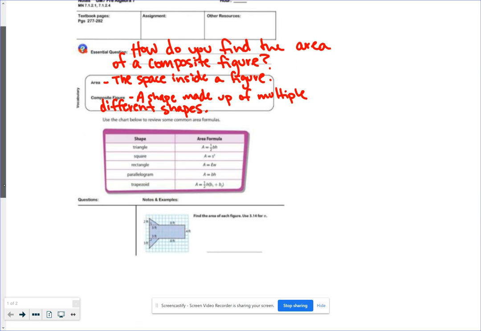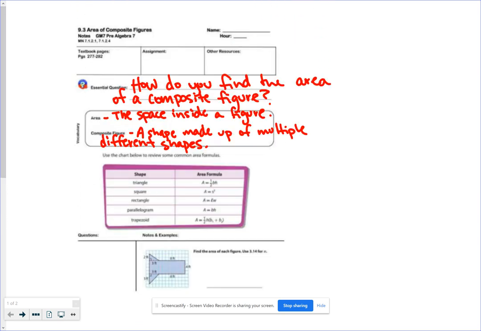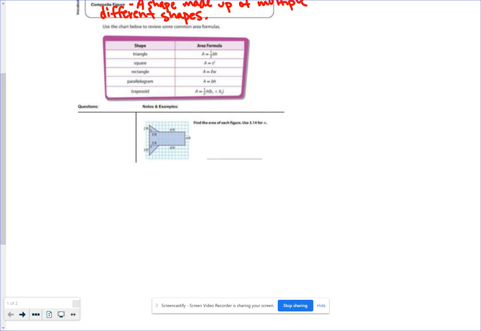All right, let's go figure out the area of this first composite figure. It says find the area of this figure. Use 3.14 for pi. Well, we don't even need 3.14 for pi because there is no circle in this. So we're going to use just our triangle and our rectangle. Let's break it up into those three different figures. We have two triangles and a big rectangle. To find the area of all of them, we're going to add together all of their areas.